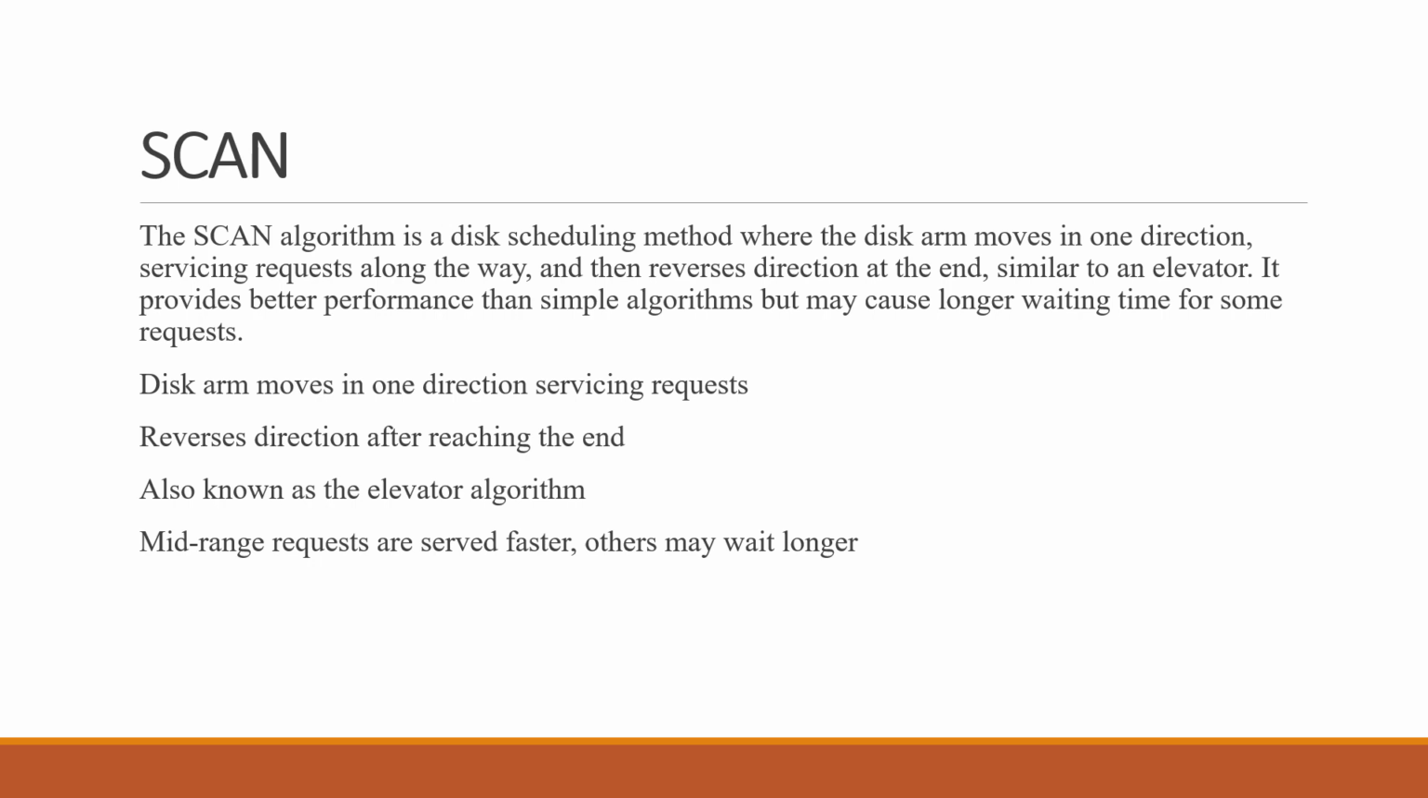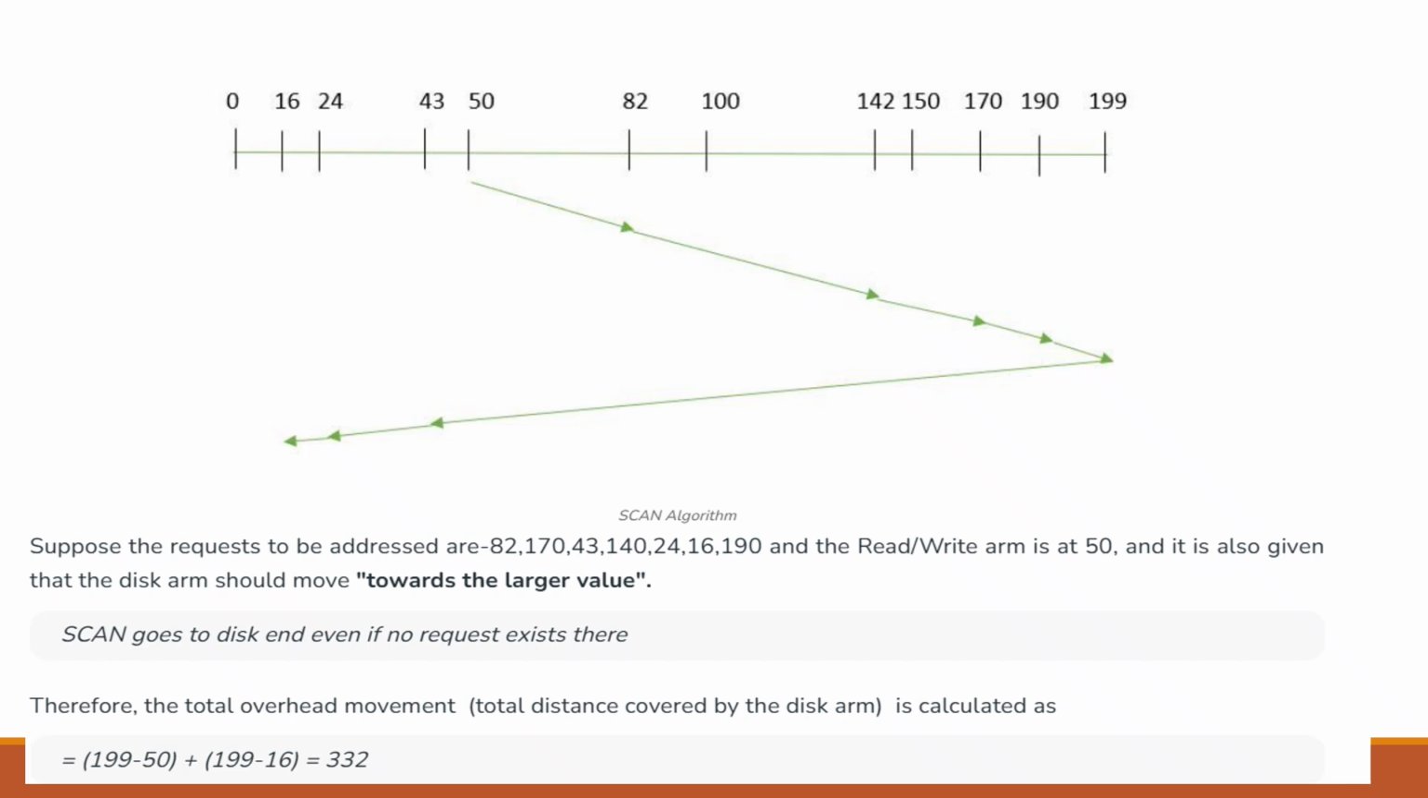So what is the method here? The arm moves towards one direction, goes to one end and serves requests until it reaches the edge, then reverses its direction. We'll see with the example. Here is an example for scan algorithm.